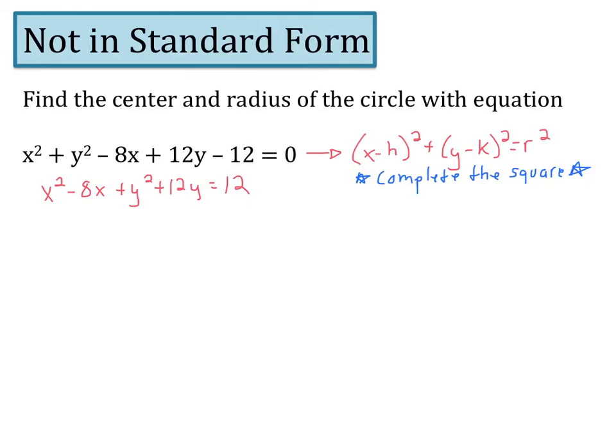So we have x² − 8x. Now to complete the square, we want to do half of the middle term and square it. So I'll put parentheses out here to separate the x's from the y's. Half of negative 8 is negative 4. Negative 4 squared is 16.